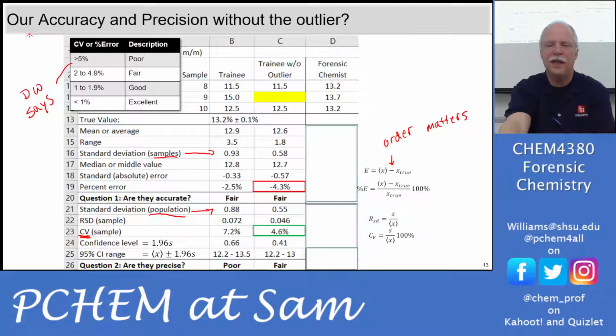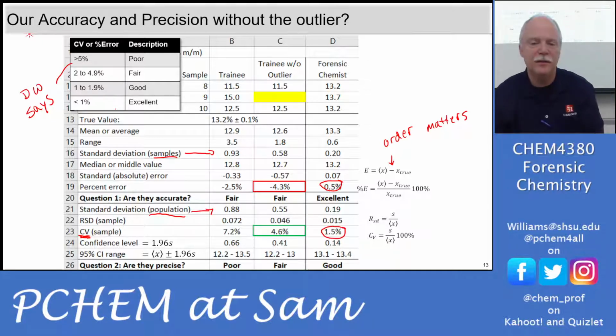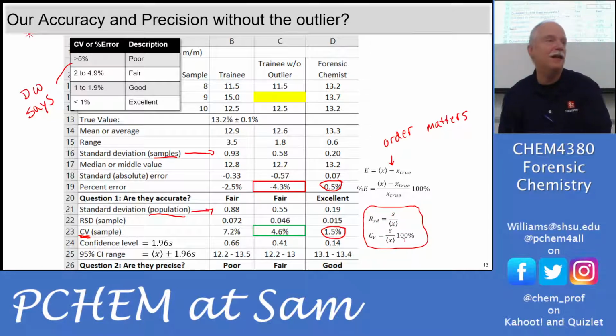Let's compare this to the forensic chemist. We kept that data point, and so our percent error is 0.5%. So that's excellent. And our precision is good. So our CV is 1.5%, and that's in the 1 to 2 range. So that's good precision. And then again, this is just a reminder on those two equations. I didn't really emphasize that as I should in the propagation of uncertainty set of notes, but here's the relative standard deviation, and here's the CV. It's that RSD times 100%.